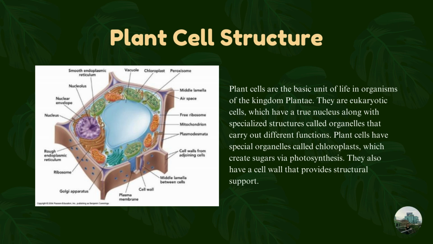Plant cells are the basic unit of life in organisms of the kingdom Plantae. They are eukaryotic cells which have a true nucleus along with specialized structures called organelles that carry out different functions. Plant cells have special organelles called chloroplasts, which create sugars via photosynthesis. They also have a cell wall that provides structural support.